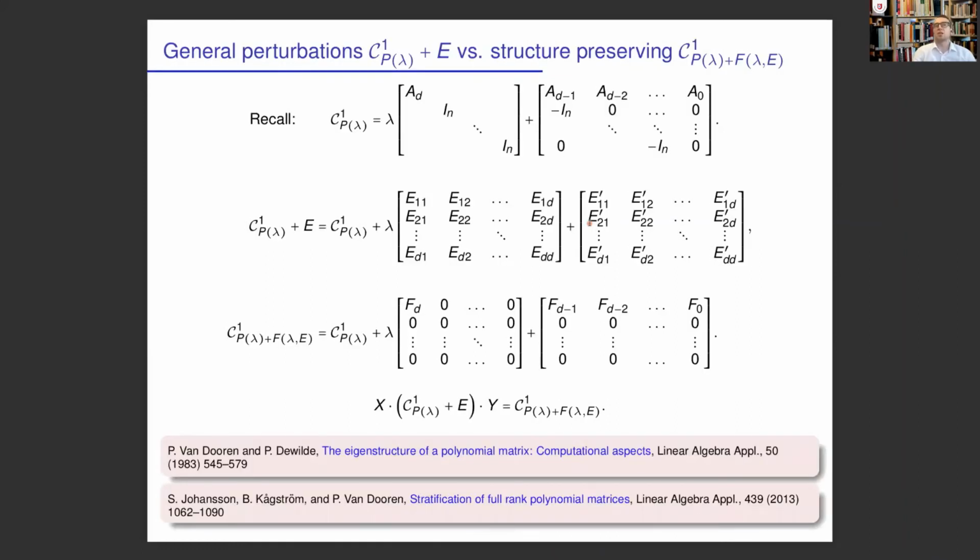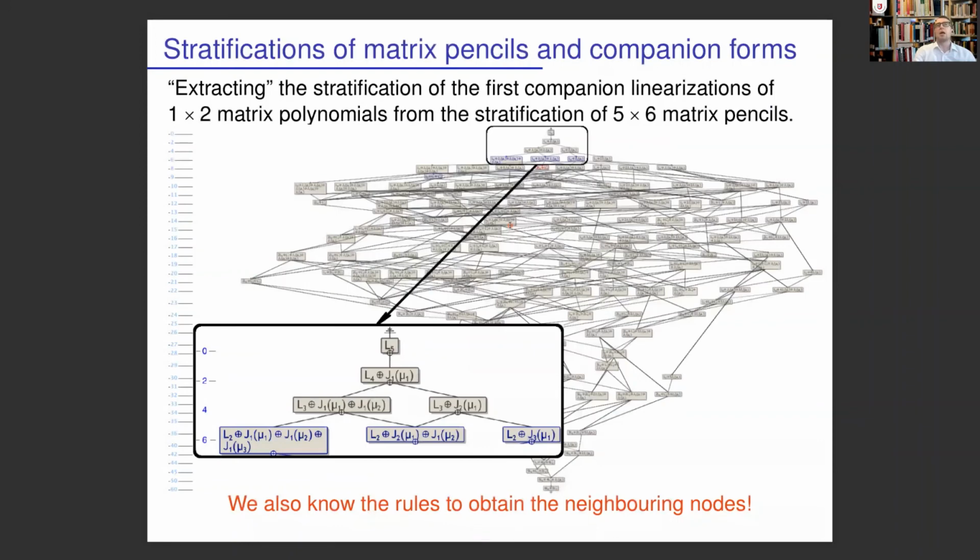Luckily, we have this result, which states that whenever we have a small enough perturbation of a linearization, this perturbation is strictly equivalent to the structured perturbation, where only the blocks A0, ..., Ad are perturbed. This means that we can actually reduce our problem to the problem where we perturb the whole linearization, the whole first companion form. It gives us the following result.